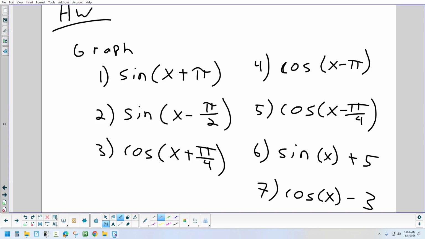Do you have graph paper in here? There is some graph paper, I think, under the TV in the back. I just have an extra.